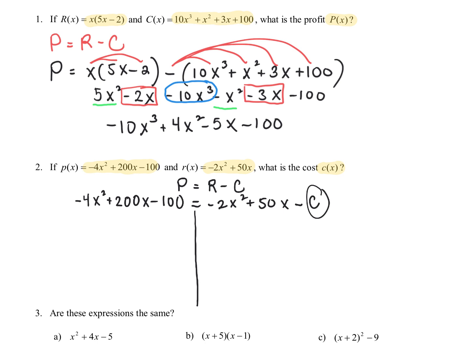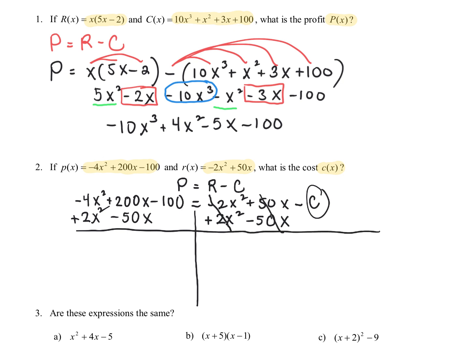So if I have a negative 2x squared, I'm going to change it to a positive 2x squared, and I'm going to put it underneath its like term, under the negative 4x squared. What you'll notice is that that's just going to cancel out because that's equal to 0. Now I also have a 50x, so the opposite is a minus 50x. I'm going to put that underneath its like term. And now I'm ready to go. So these are equal to 0.